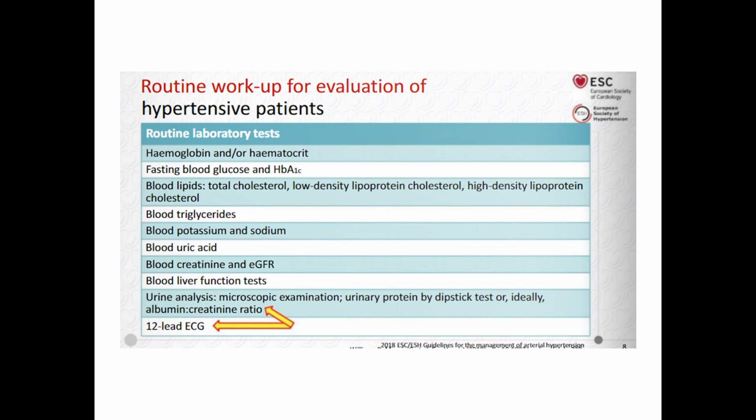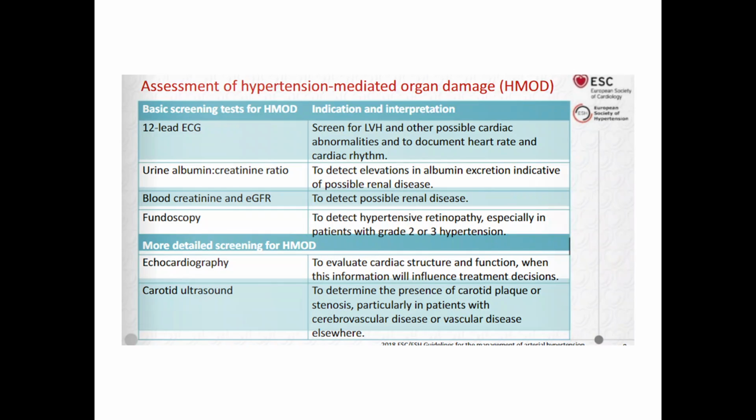Besides the clinical picture, of course, you should provide laboratory and instrumental investigation. For this, we have routine laboratory tests, which are recommended by the European Society of Cardiology. These are hemoglobin level and hematocrit, fasting glucose, blood lipids and triglycerides, potassium and sodium level, blood uric acid, creatinine, and GFR. Of course, the level of GFR is also very important because arterial hypertension may be accompanied by damage to target organs or may develop because of kidney disorders. Also blood liver function tests, urine analysis, and of course ECG.